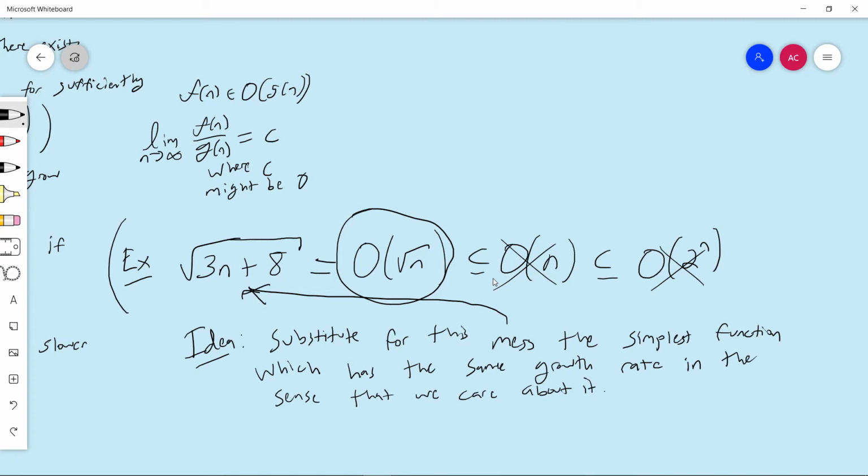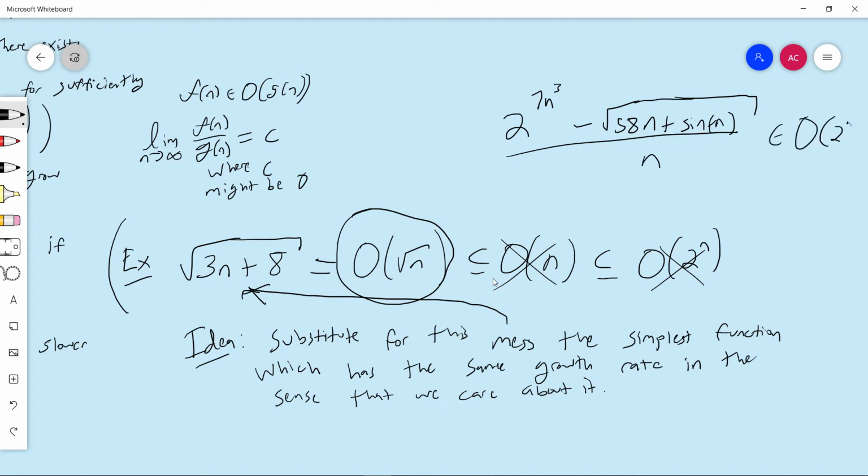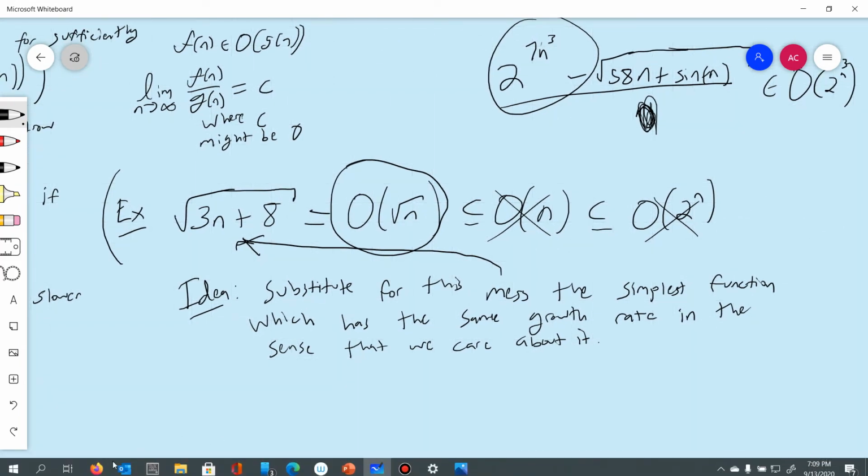So if I write 2 to the 7n cubed minus the square root of 58n, with a plus sign of n, and then I divide all of that by n or something, just ignore it. Who cares about any of that? It's 2 to the n cubed, I should say. None of the other stuff matters. Maybe the dividing stuff matters, but we can ignore the dividing part. How would you prove that this is O of square root of n? My advice would be don't, but let's go ahead and not take that advice.